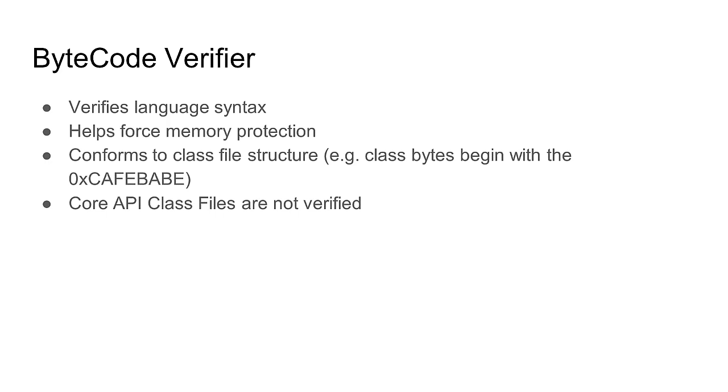You might be asking why bytecode is verified, and that would be a good question. The compiler usually doesn't make a mistake. However, we really need to treat the compiler as hostile. Furthermore, someone with experience would be able to manually edit the class file with some kind of hex editor. The bytecode verifier verifies language syntax, helps enforce memory protection, and ensures that the class file is intact. One important note is that the verifier does not verify all classes. An example of this is the core Java API class files.